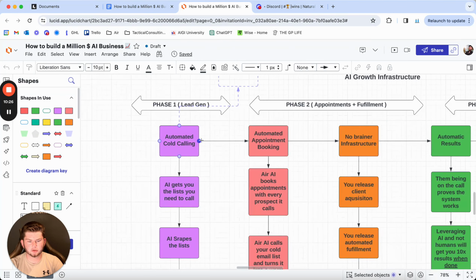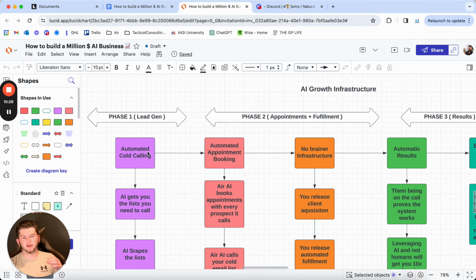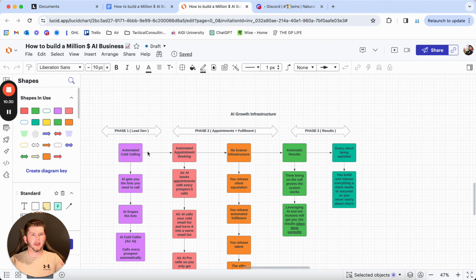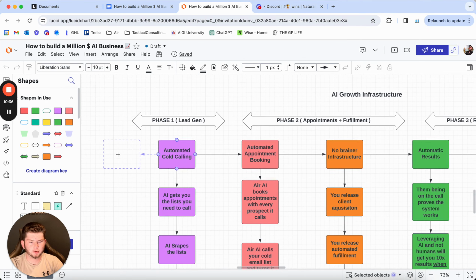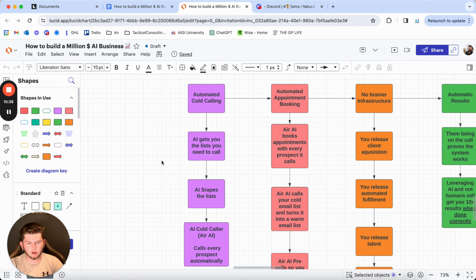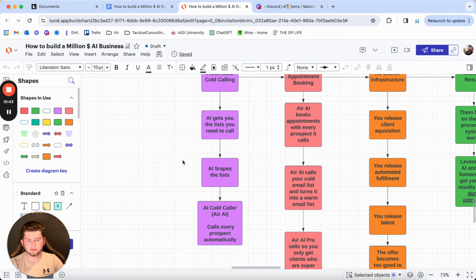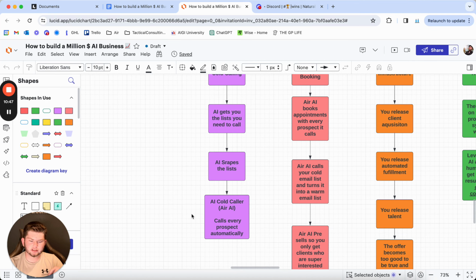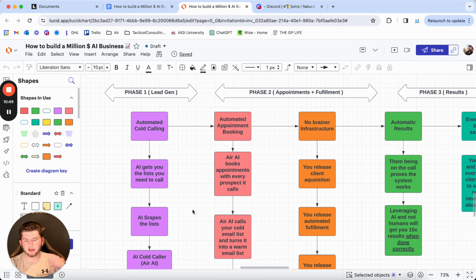So what we essentially do is we build it up in phases. You want to build and release an entire AI-backed infrastructure, just like you would build and release a sales infrastructure, whatever it may be. So you want to do automated cold calling. AI scrapes the list, and then the AI cold caller, which is built on Air.ai, calls every single prospect automatically. Then you can have automated appointment booking. Air AI books appointments with every prospect that it's on a call with.